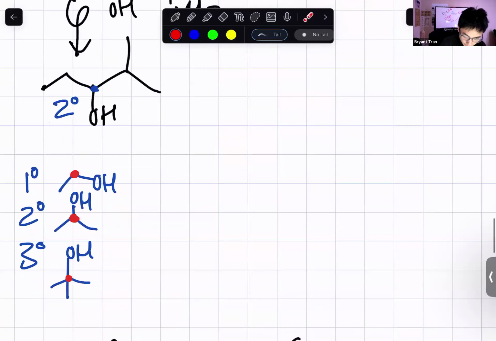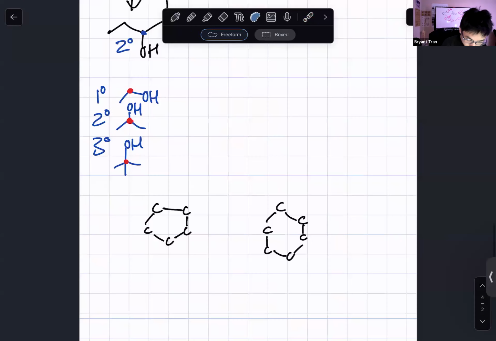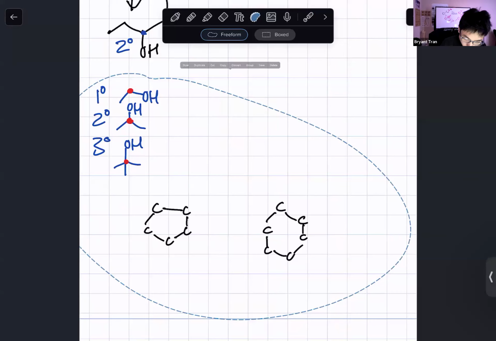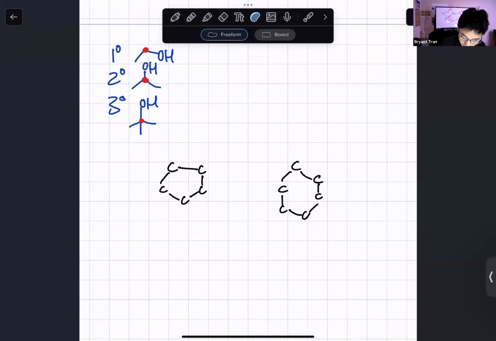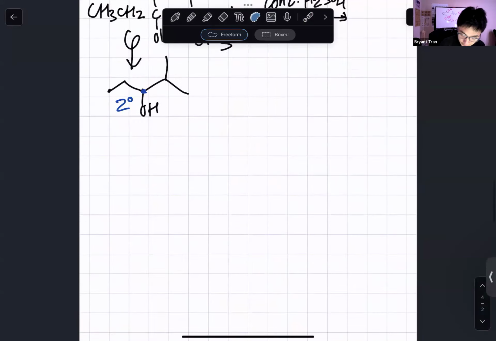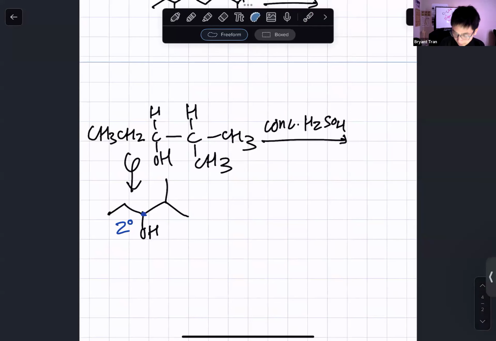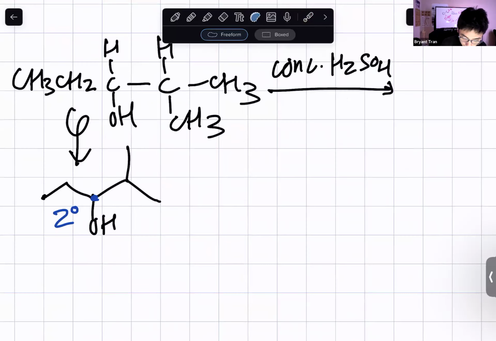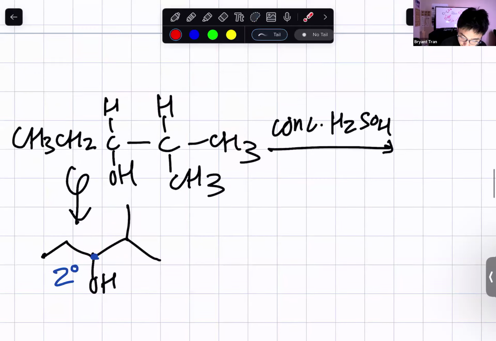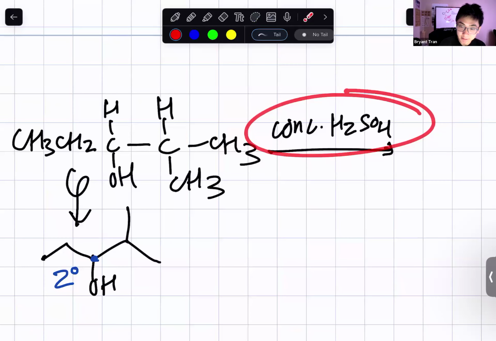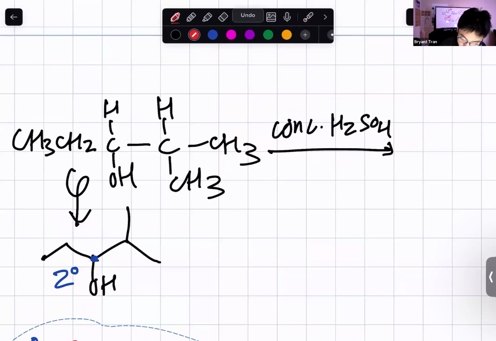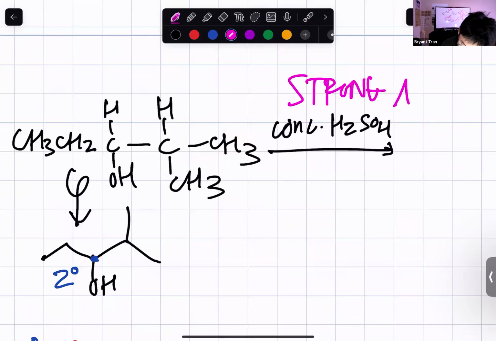Now, that would be important later on when we do more alcohol reactions with HX, like hydrohalogenation, like what I showed Wiley earlier. But once we have this alcohol here, we then see what do we have in the reagent, which is sulfuric acid. And this is a strong acid. Strong acid. Okay.